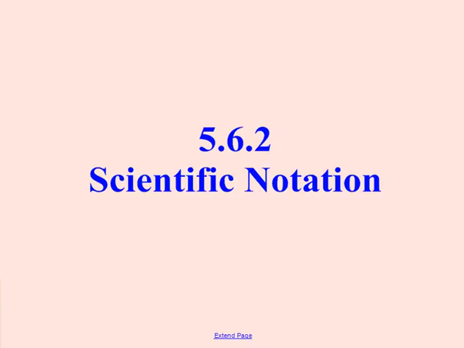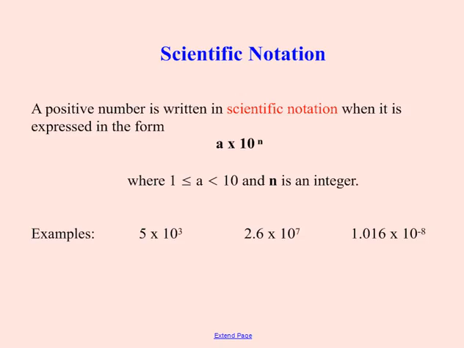This is section 5.6.2, scientific notation. A positive number is written in scientific notation when it is expressed in the form a times 10 to the nth power, where a is a number 1 or greater but less than 10, and n is an integer. Remember that integers can be positive or negative. Let's look at some examples here.